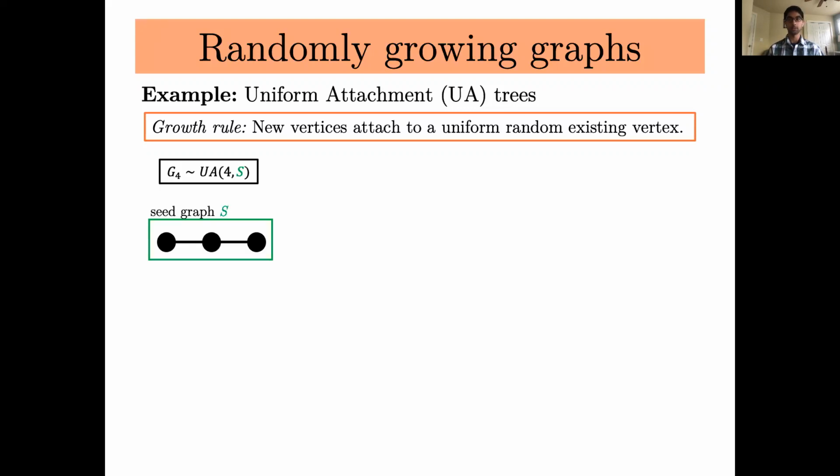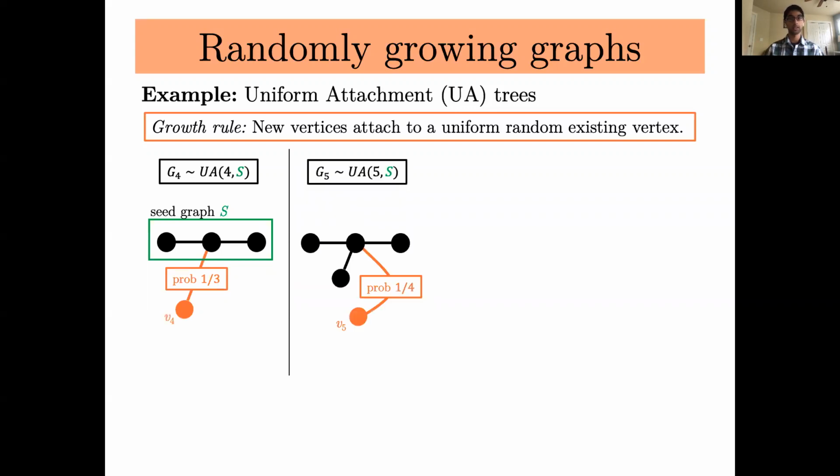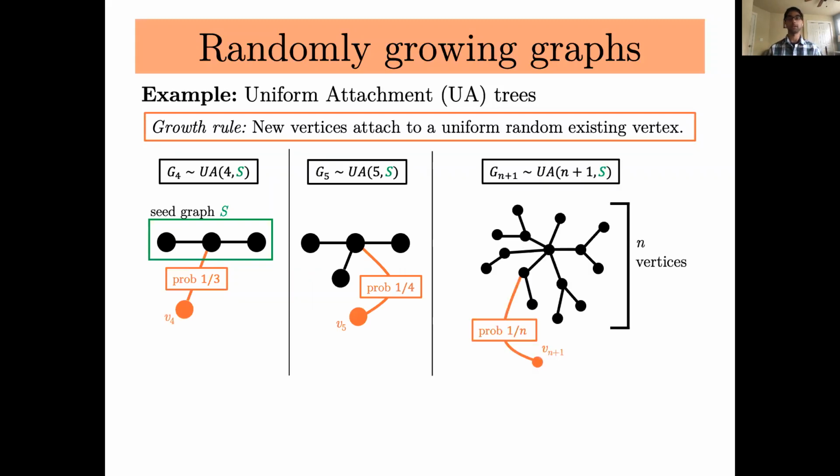We initialize the growth with a seed graph S. Using this as a base, we're going to build larger and larger graphs by adding new vertices and edges sequentially. When we add a new vertex, it chooses an existing vertex uniformly at random and attaches an edge to it. We can iterate this process again and again to form networks of arbitrary size.